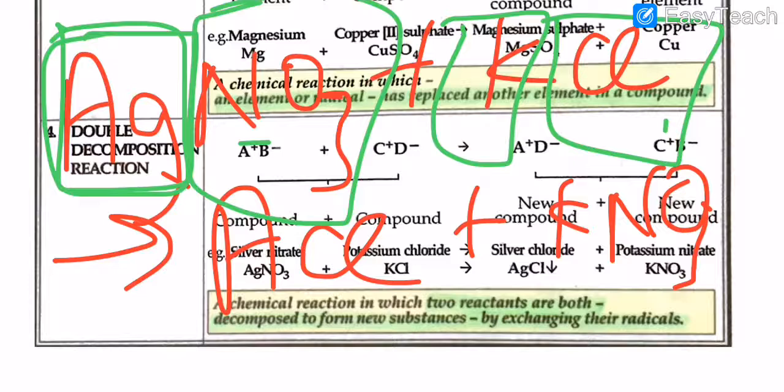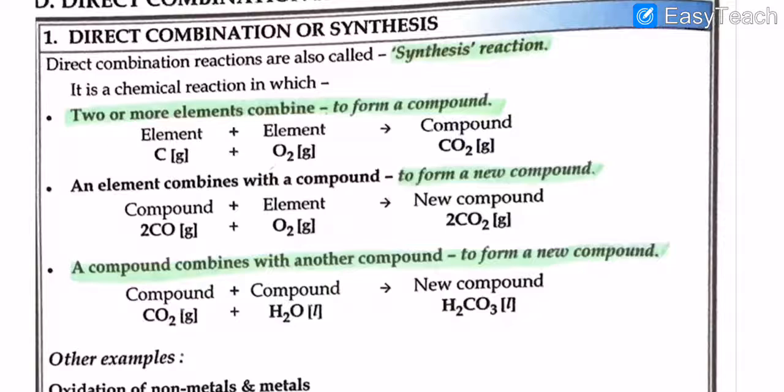Starting off with direct combination reactions. Direct combination or synthesis reaction basically means, as we just read out, two or more compounds combine to form one new product. Direct combination reactions are also called synthesis reactions, and it is a chemical reaction in which two or more elements combine to form a compound.